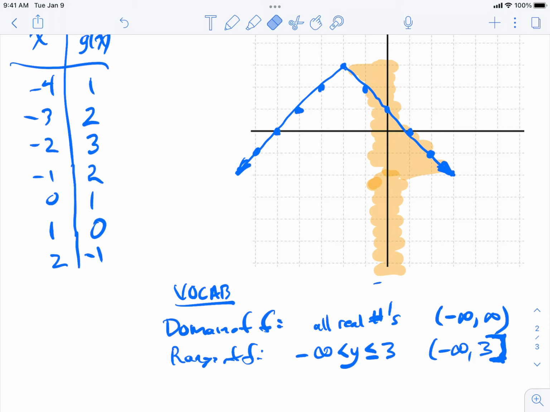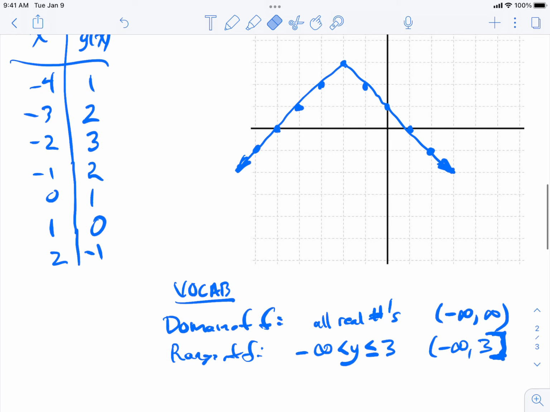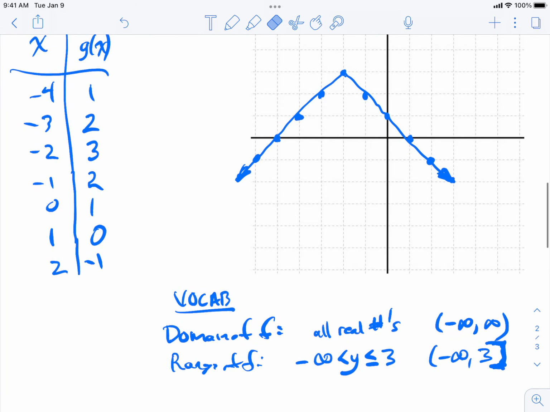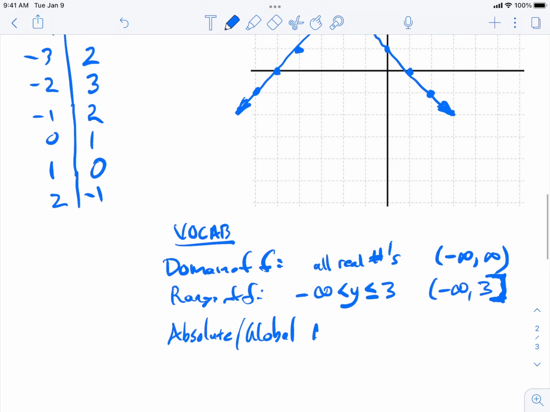So, how do I get rid of all this stuff? Ooh, that was quick. All right, what other words we got for you today? Well, let's talk about, remember the other function had this minimum. Well, this one has not a minimum, but it's got a peak. It's got a highest possible value right there. Guess what we call that? We call that the absolute. Absolute meaning there's nowhere else that goes higher. Sometimes global is the word we use. You can pick whichever one you like. Absolute or global maximum.